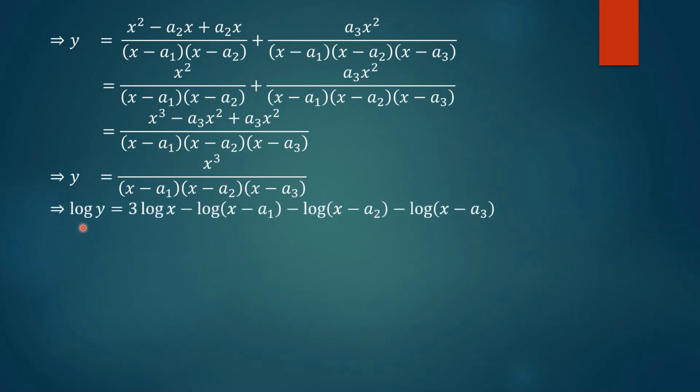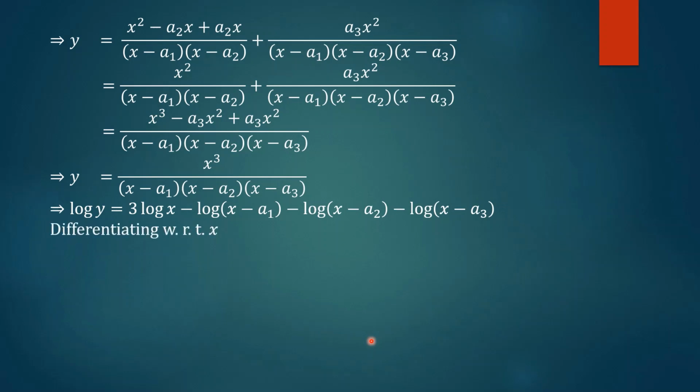You see, I am taking log of y is equal to. So by property of logarithm, I have written here in a single line. So log of the total term is this one. So log of x³ minus log of this minus log of this minus log of this. So log x³ is equal to 3 log x minus log of (x − a1), because they are in the denominator, so all of them will be negative. So log of (x − a1), then log of (x − a2), then log of (x − a3). Now differentiate, it will be easier.